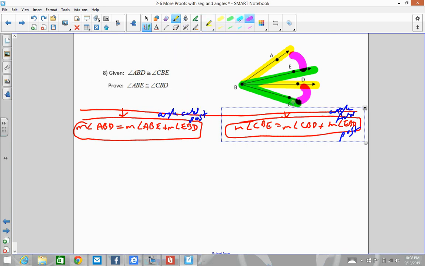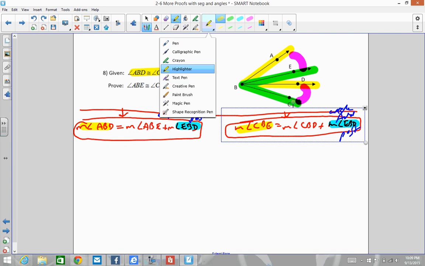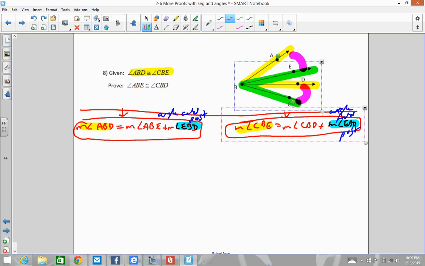All right. Now, here's what I want you to look at. They both have that. But I also know that this angle right here and this angle right here are equal to each other because of that statement. Well, if they're equal to each other, that means all their parts are equal to each other also. And so I'm going to use a little substitution in here to make this happen. So I'm going to go back to my pen here, and I got to bring that other given in. So I'm going to say here, angle ABD is congruent to angle CBE.